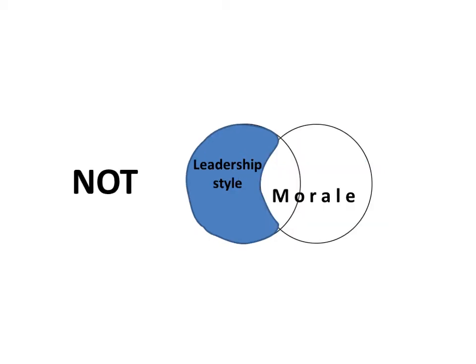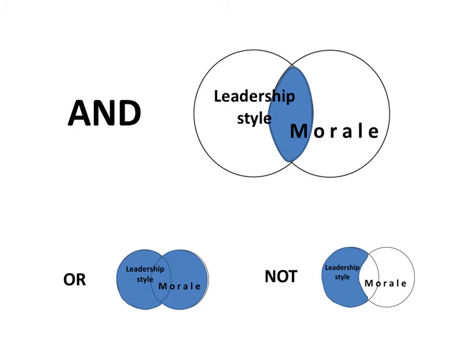If you were to type in a search for leadership style not morale, the database would pull up articles containing the term leadership style, but none of those articles would contain the term morale. The Boolean operators or and not are much less commonly used, so when we dive into the databases, we'll be concentrating primarily on the Boolean operator and.